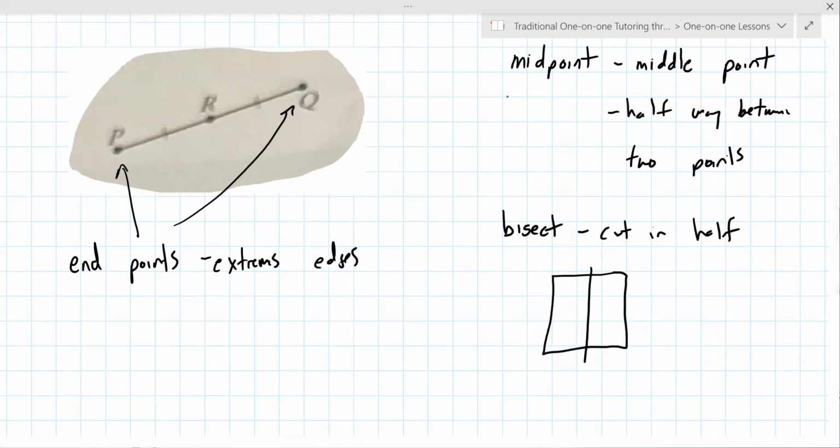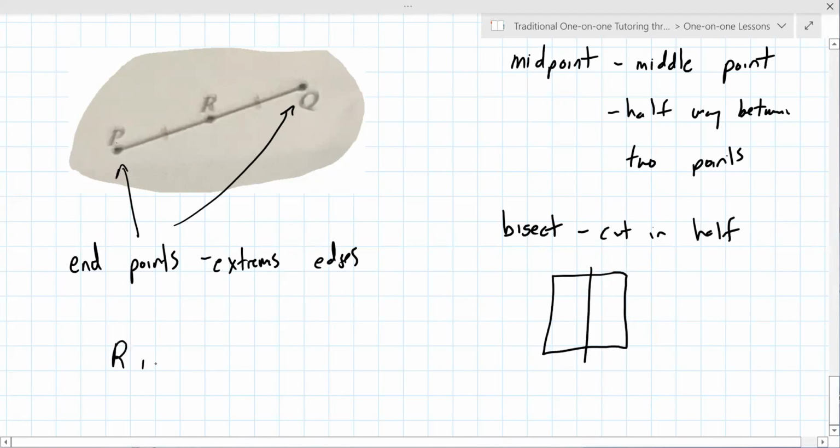What is right in the middle? What is halfway between P and Q? What is the only other letter in the problem? The R. So what is the midpoint? It's the one in the middle. Which letter is halfway between P and Q? R is in the middle of P and Q. So R is the midpoint.